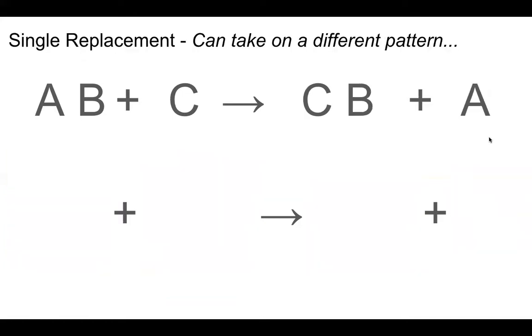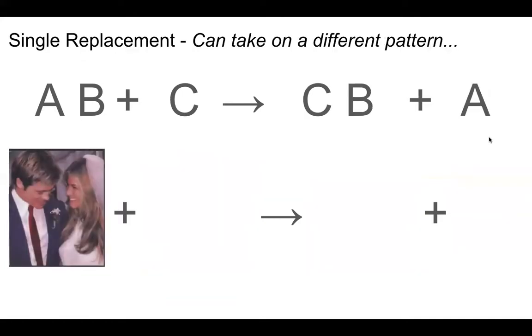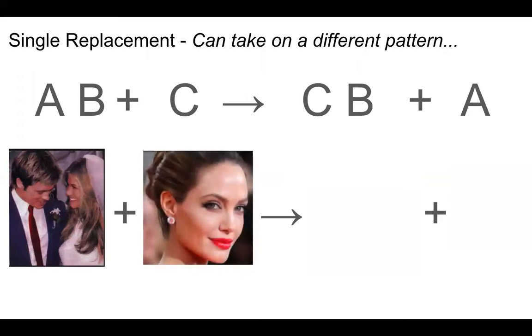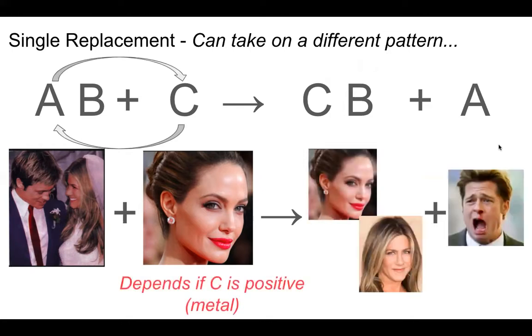Again, single replacement can look different depending on element C, because sometimes element C might take the place of element A in the equation. And in that case, poor Brad would be left off on his own, and that depends on if C tends to want to react with the negative compound instead of the positive compound in a chemical reaction.